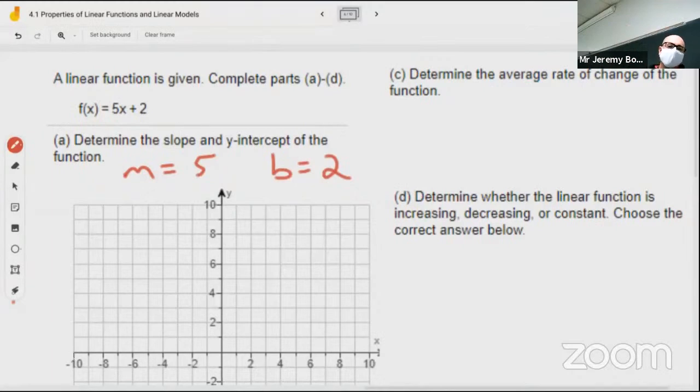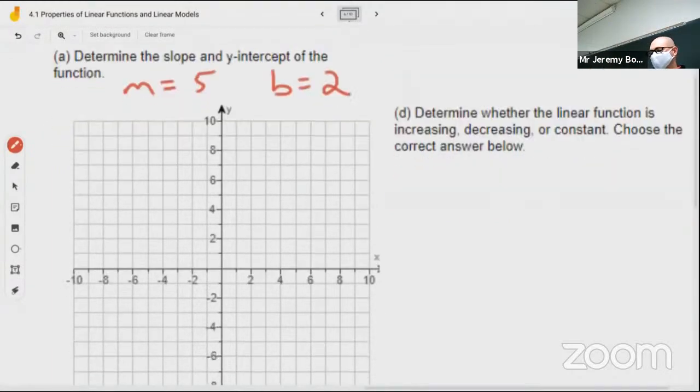And so to graph it, we're going to use that. We know that when x is 0, y is 2. That gives us this point here. And then with a slope of 5, that means that it increases 5 vertically and goes 1 to the right horizontally. So if I go up 5, 1, 2, 3, 4, 5, and then over 1, this will be my line.